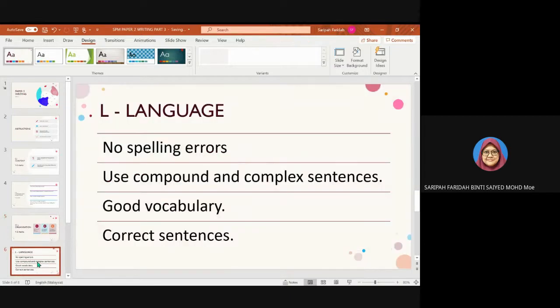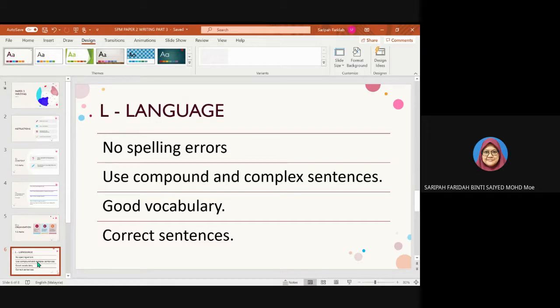Okay, and lastly, language. Language means you're using no spelling errors at all. In part 3, tak boleh ada spelling errors. Dia sangat strict tentang ni. In part 3, they will look really detailed. Okay, they won't take it lightly.